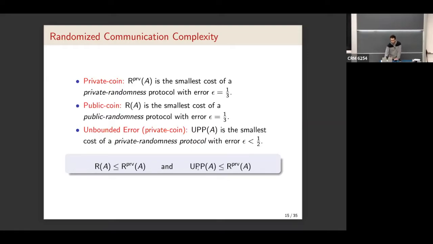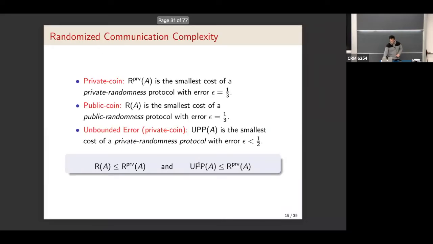So each one of these two things has different strengths, right? In the public coin, the strength is that they have shared randomness, so they can use that. Here, they don't have shared randomness, but the requirement is very relaxed. They just want to be better than half.